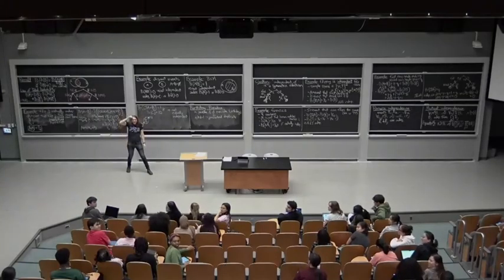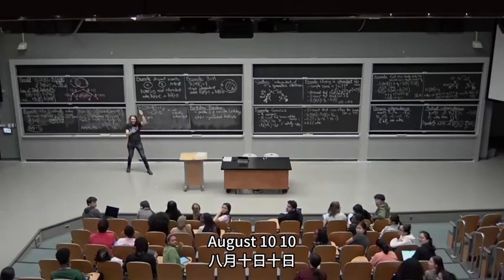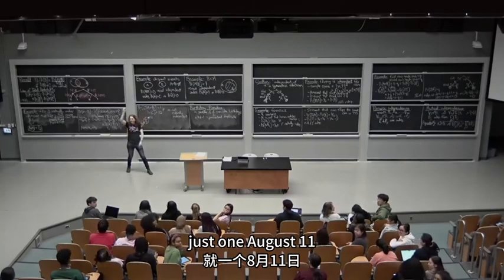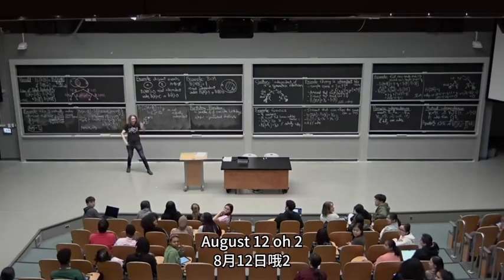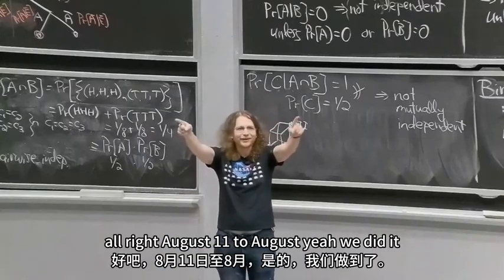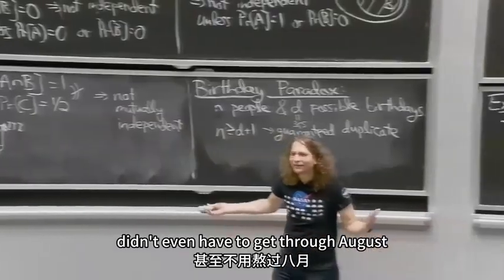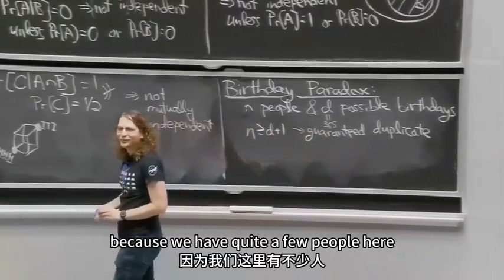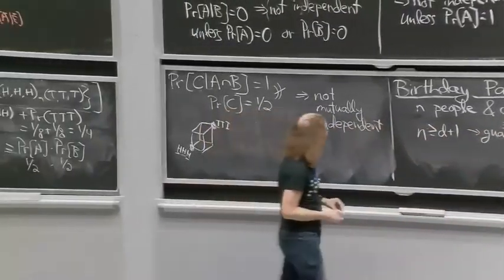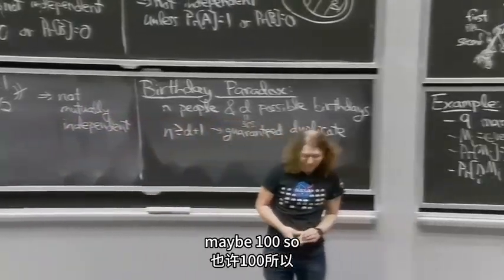August 9, August 10, just 1. August 11, 1. August 12, oh, 2. All right. August 11th, 2 on August 11th. Yay, we did it. Didn't even have to get through August. It's because we have quite a few people here. I don't know, maybe 100.